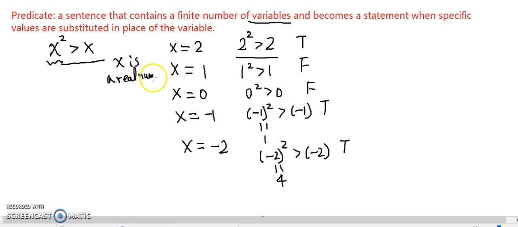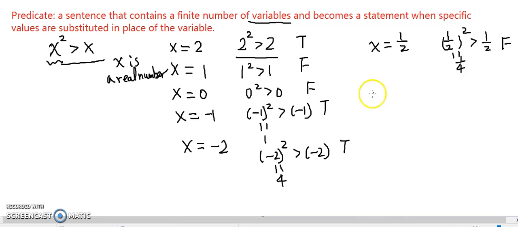Right here, I only picked the integers, so we should also pick some fractions and check. Let's pick 1/2 and replace x with 1/2. This sentence will become 1/2 squared is greater than 1/2. We know 1/2 squared is 1/4, and 1/4 is not greater than 1/2. So that makes this a false statement.